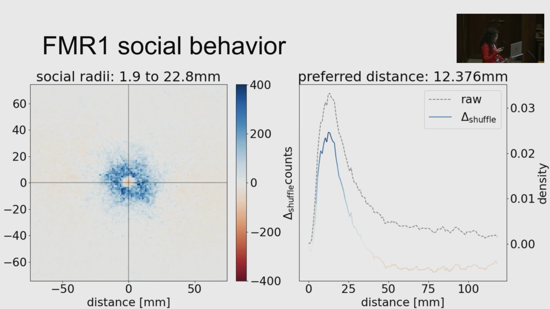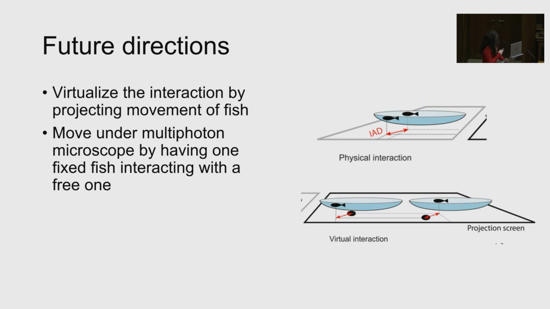And what we're planning to do in future in our lab is to take this FMR1 fish and separate them and have them have a virtual interaction, where instead of just putting them together in a single dish, we're going to split them. And one, however, is going to be fixed under the two-photon. So this is our ongoing experiment right now.